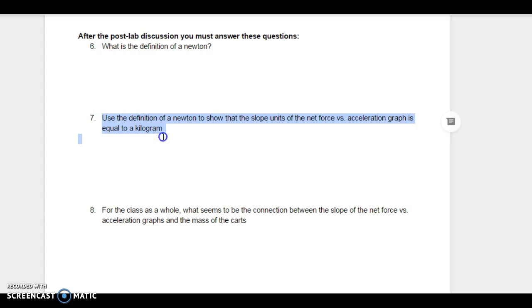So we just answered number 7, and now we're thinking about number 8. For the class as a whole, what seems to be the connection between the slope of the net force versus acceleration graphs and the mass of the carts? That's a question mark there. What seems to be the connection?